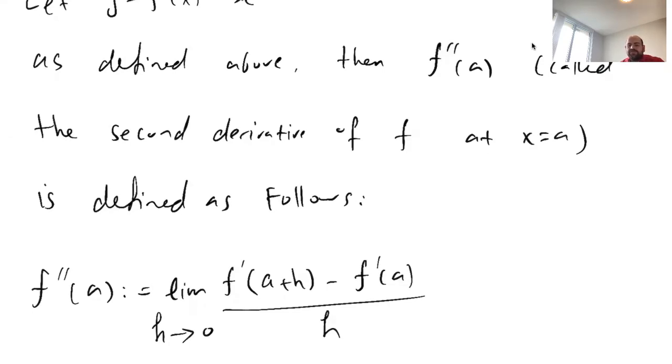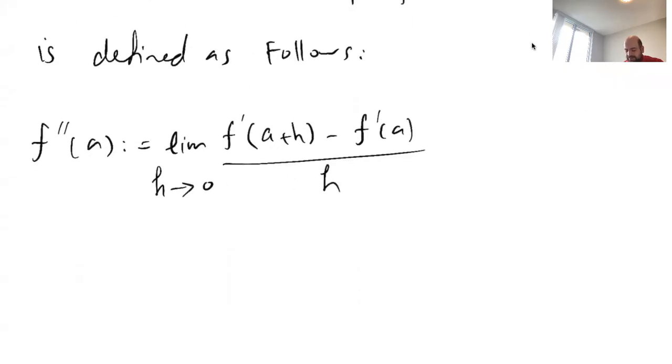So f prime itself is a function. So it has a formula, it has a domain. So we can find f prime of a plus h. How would you find f prime of a plus h? That means in the formula for f prime of x, you need to replace x by a plus h. Then you find f prime of a plus h, and then minus f prime of a, that would be an expression. Find the limit of that expression over h as h approaches 0, and then you will have an answer. That will be called the second derivative of f at x equals a, or f double prime of a.